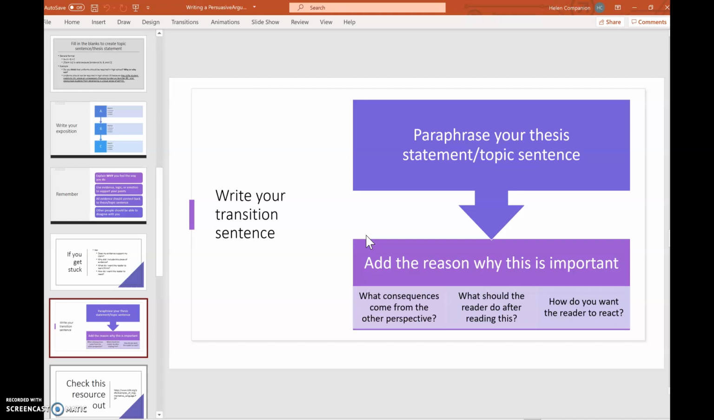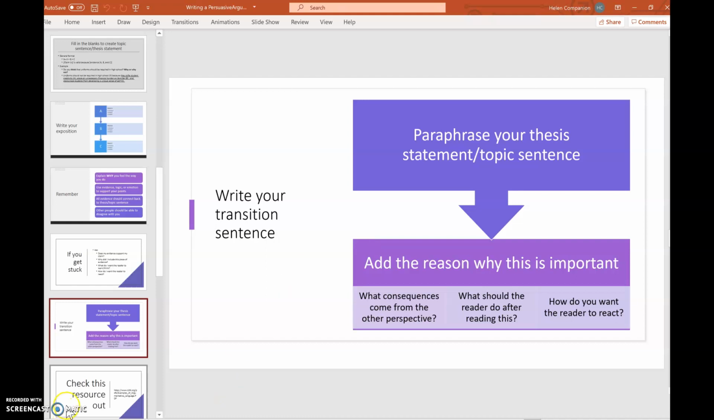Another way you could add it in would be to ask, what should the reader do after reading this? It's called a call to action, because sometimes you want the reader to take a specific action. Let's say you were writing a persuasive argumentative paragraph about why someone should buy a certain product. Well, you'd want the reader to buy the product. And similarly, if you want the reader to have a certain reaction, let's say you should be angry about, or you should care about this issue, you'd want the reader to react by caring at the end. And so you might address that in the transition sentence.